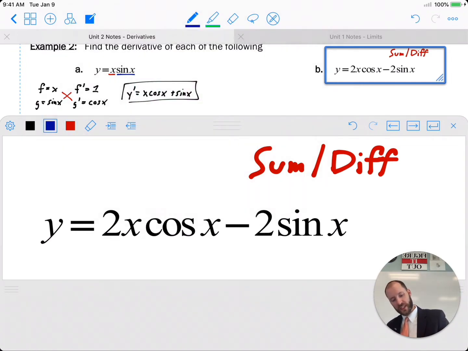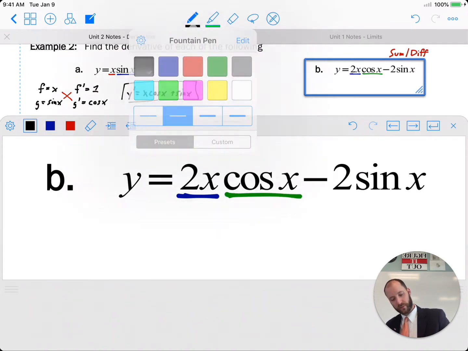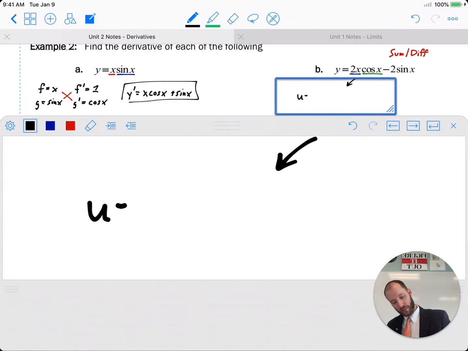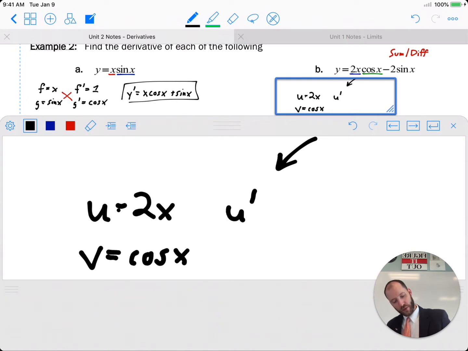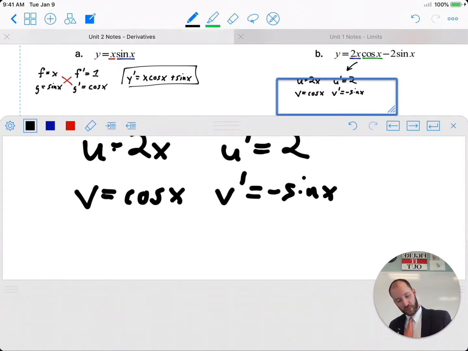Now within those pieces, like the first piece, 2x times cosine x, there we have a product rule. So you have to evaluate that product rule. So u can be 2x, v can be cosine x, so then u prime is 2, v prime is negative sin x, and then you got to go and put those pieces together.